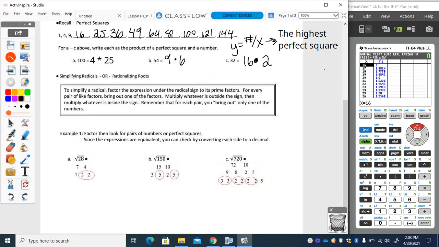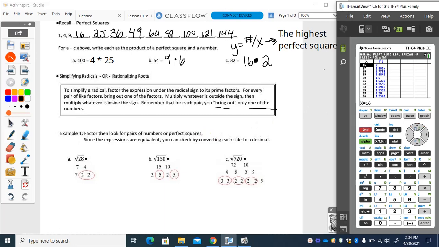So let's go. To simplify a radical, factor the expression under the radical sign so it's prime. For every pair of like factors, bring out the factors, multiply whatever is outside the sign, then multiply whatever is inside the sign. Remember that for each pair, you bring out only one of the numbers. So for each pair, you only bring out one. So we want to factor the pairs of numbers. We want to factor, then look for pairs of numbers or perfect squares. Since the expressions are equivalent, you can check by converting each into a decimal. So let's check it out.